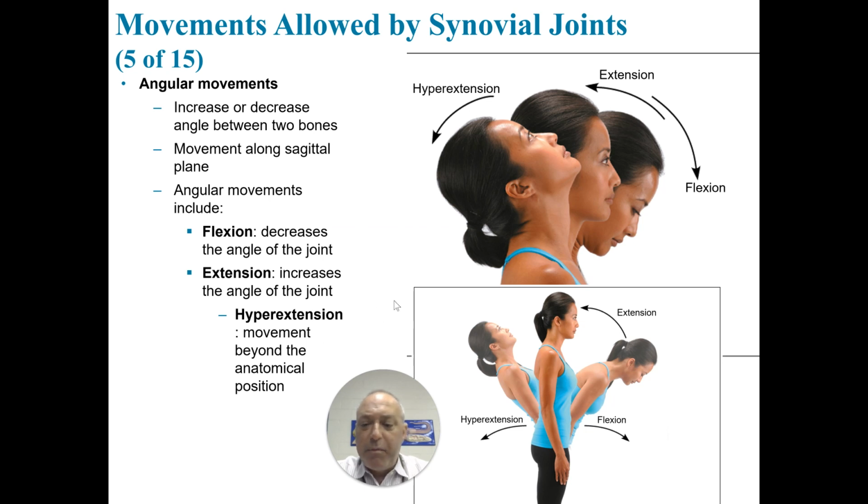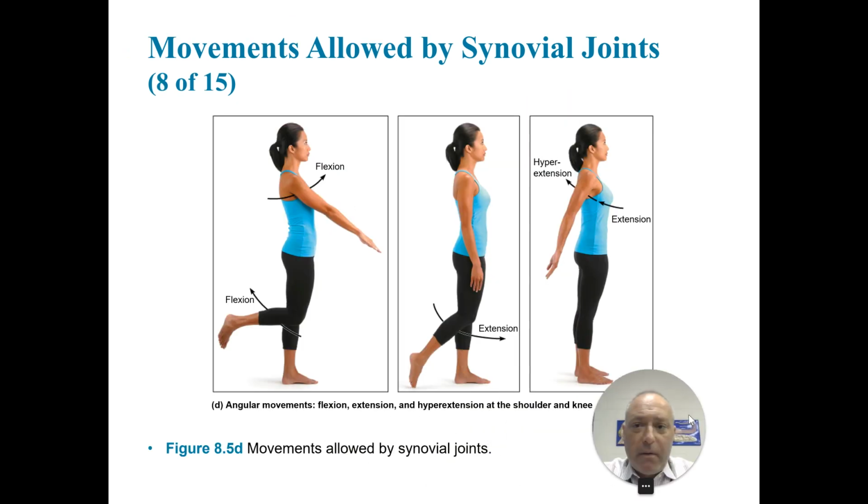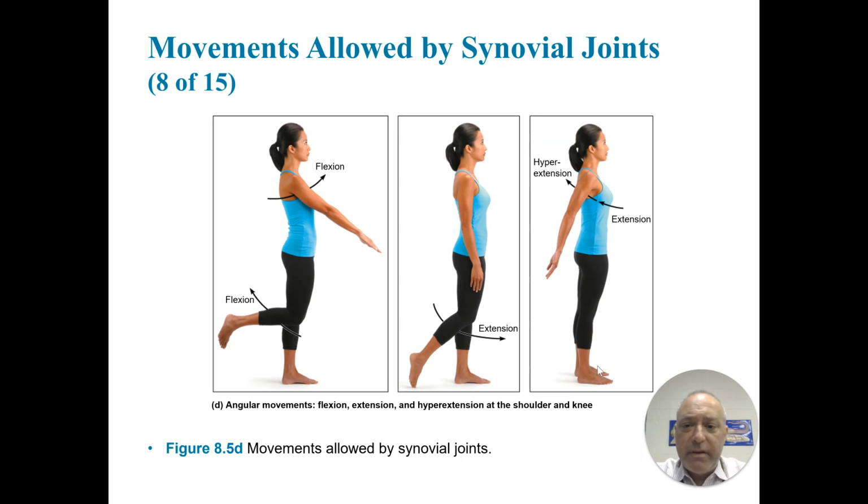Now, hyperextension will be movement beyond the anatomical position. Usually it would involve some kind of pain. Okay, so the movements allowed by synovial joints. There's flexion with your glenohumeral joint of the shoulder, which is raising the arm up, and extension, putting the arm back behind your body. There's flexion, raising your leg up towards your buttocks, and extension, straightening your leg.